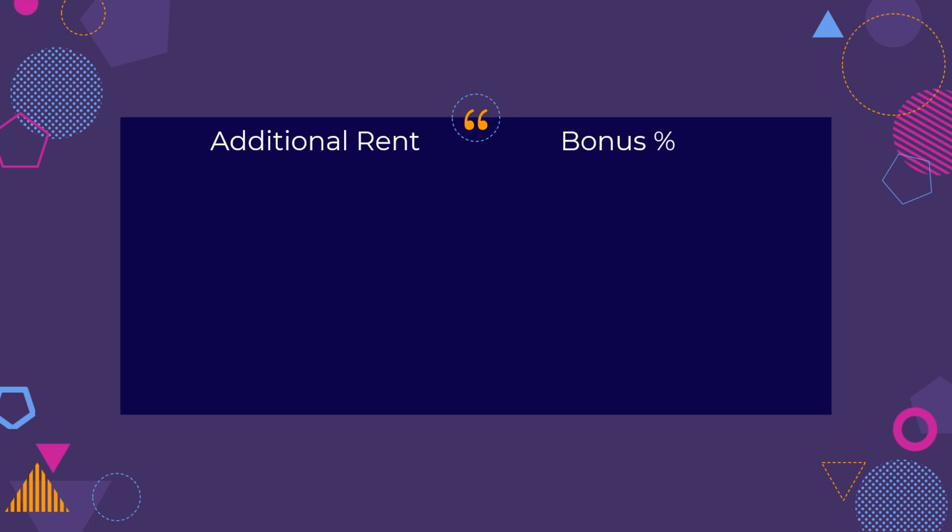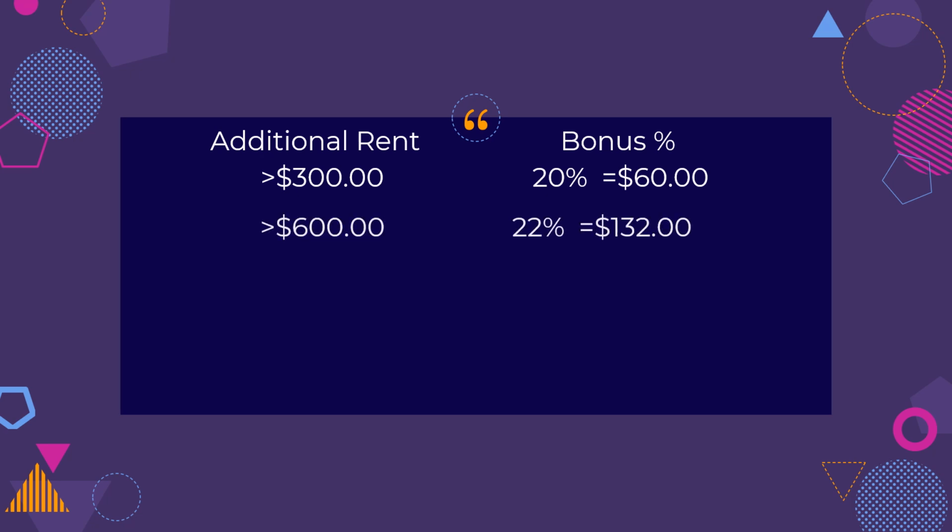The additional rent bonus, which is called the boosted saving bonus, is calculated like this. If the tenant pays more than $300, a 20% bonus of the $300 is paid to the client, which is about $60. If the tenant buyer pays more than $600, it's 22%, and if they pay more than $900 a month of additional rent, then 24%.